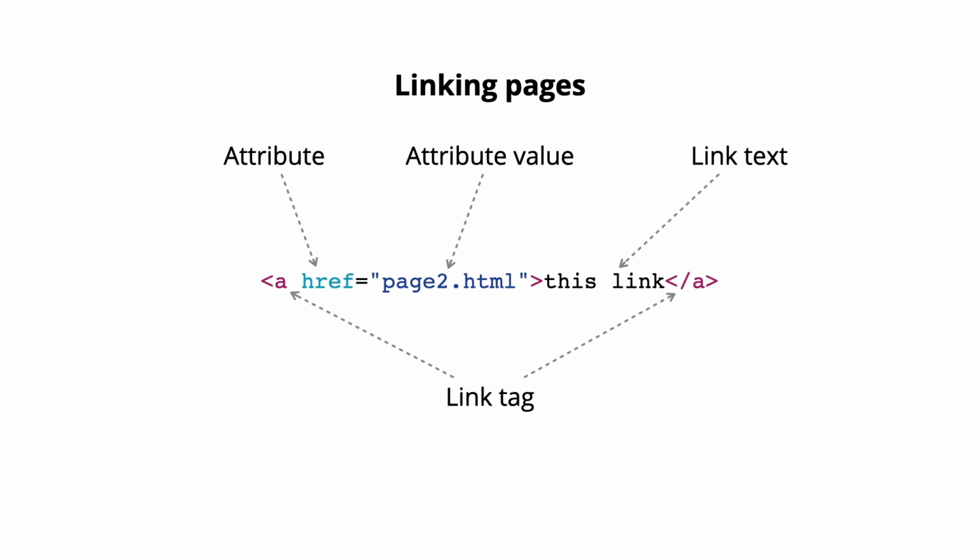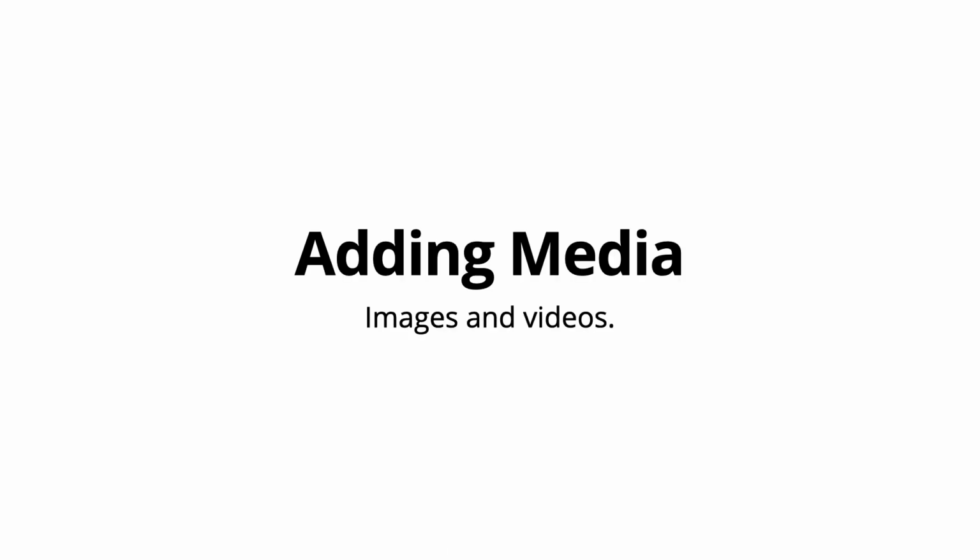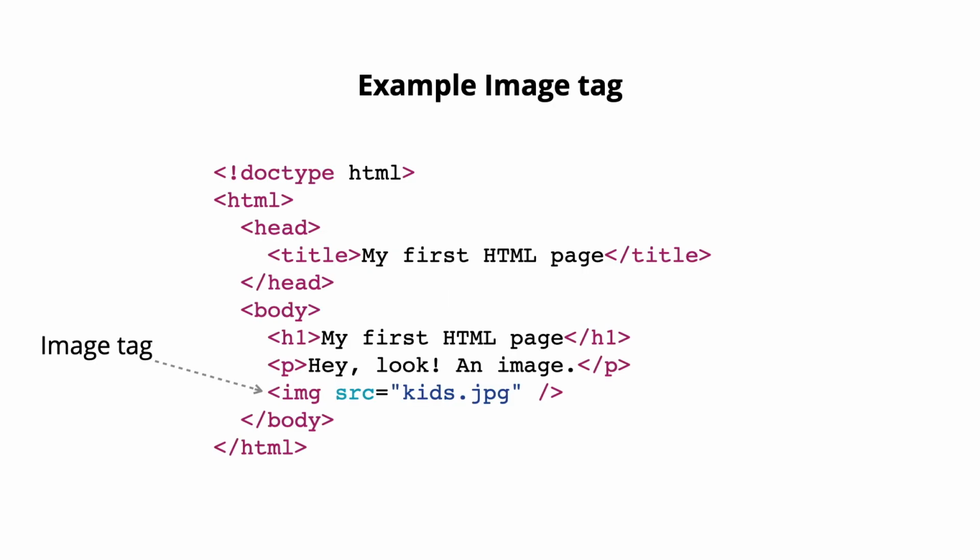the page2.html document. Now if you load this page in the browser, you'll notice that the link tag is colored in blue by default. And if you click it, it will load the page2.html document. And that is how linking works. Now let's spice up the page a little bit by adding some media to it. In this code example, we are adding an image tag which also has an attribute.